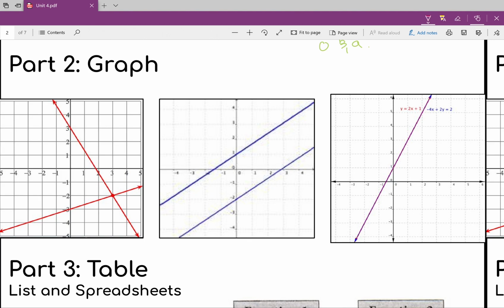The first graph, you notice, intersects at 1 point. Since it intersects, we know that this graph is perpendicular. So I'm going to write that down, perpendicular.